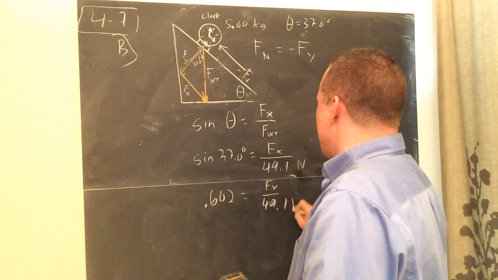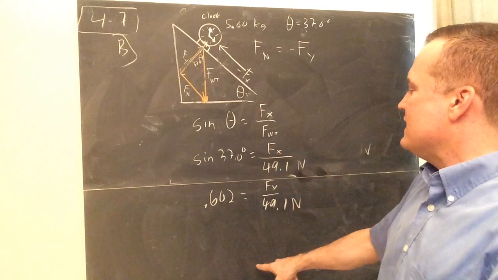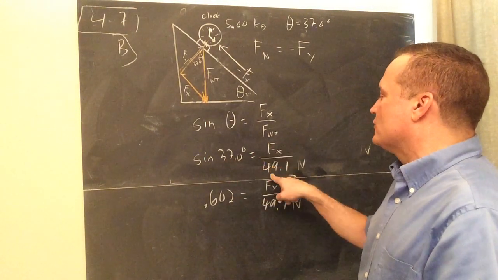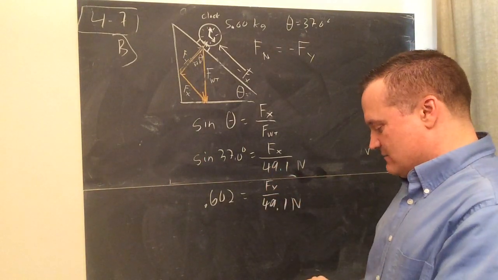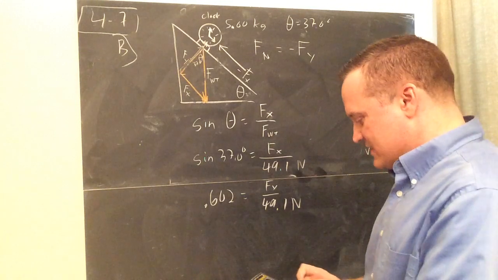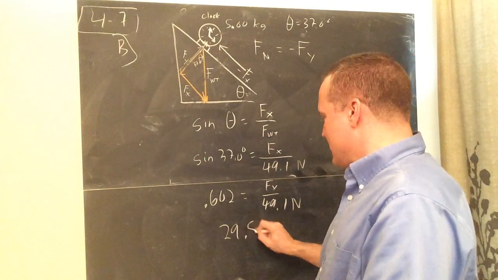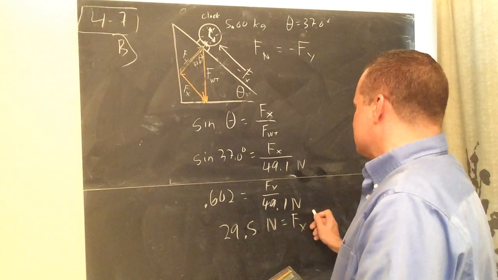You don't have to show me all of these steps. You should show me at least this step, and if you want to jump to the answer, that's okay with me. If you show me all the numbers plugged in correctly, that will at least give you part credit. And then you just take that and multiply. So it's 29.5 newtons equals Fx.